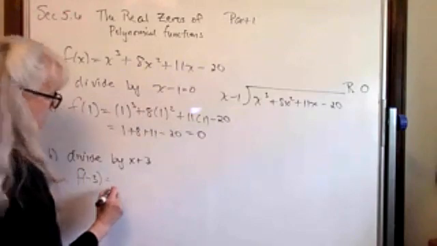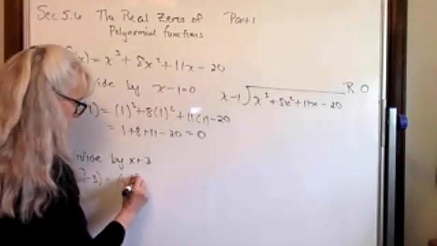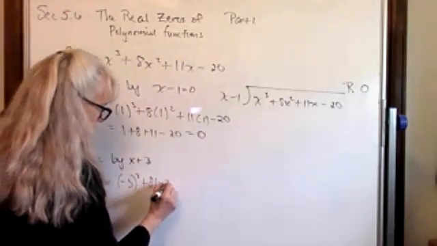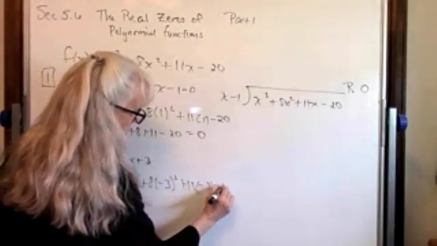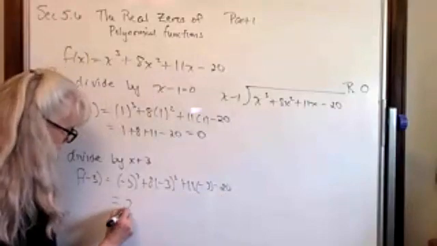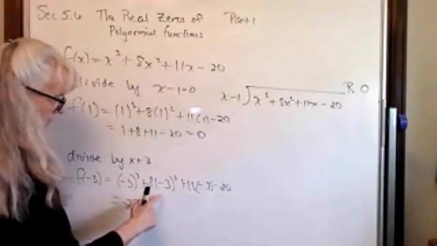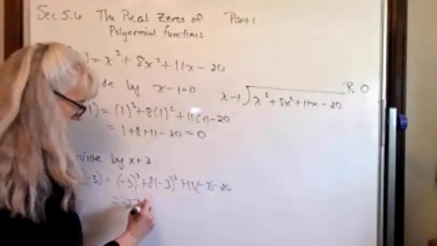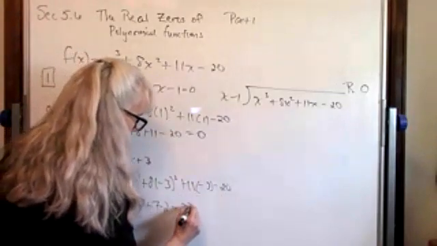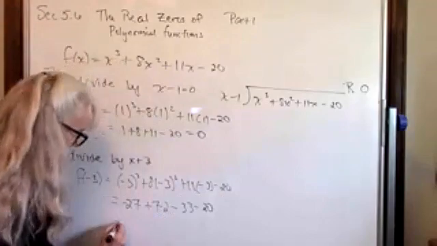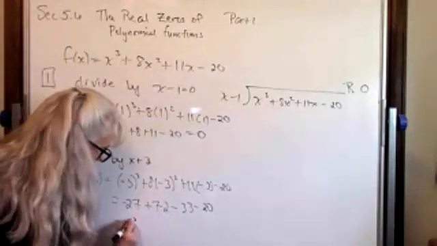So that would be negative 3 cubed plus 8 times negative 3 squared plus 11 times negative 3 minus the 20. That's going to give me what? Negative 27. Negative 3 squared is a positive 9, times 8 is 72, minus 33, minus 20. And if you run that through, you'll get a negative 8.